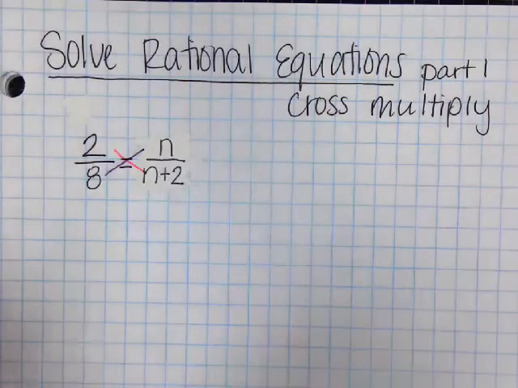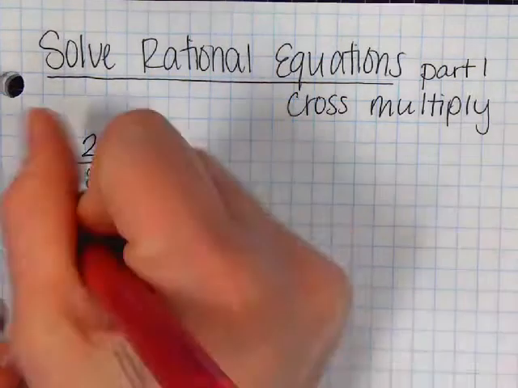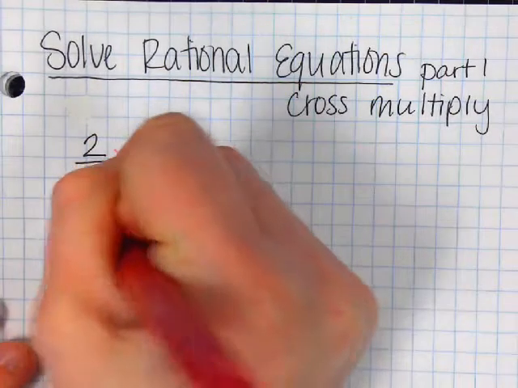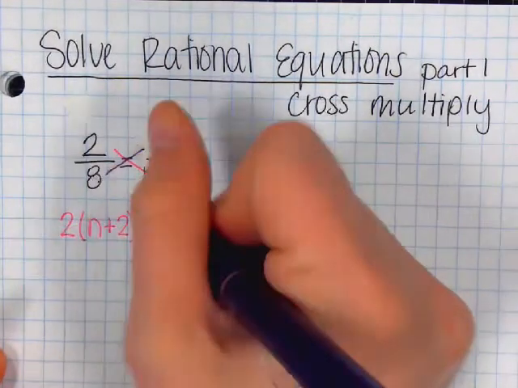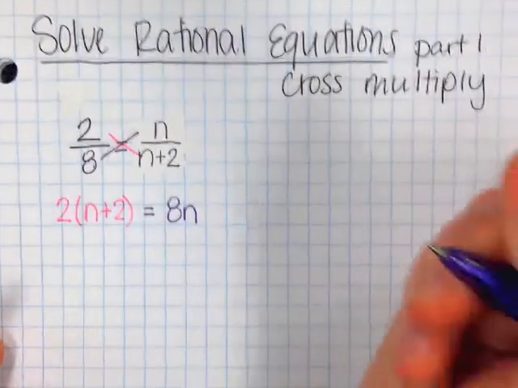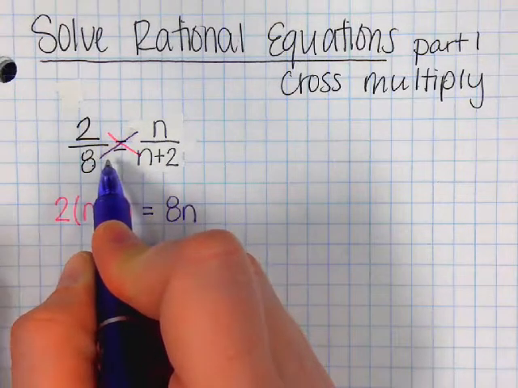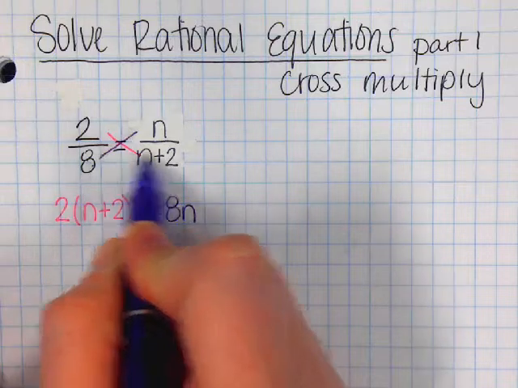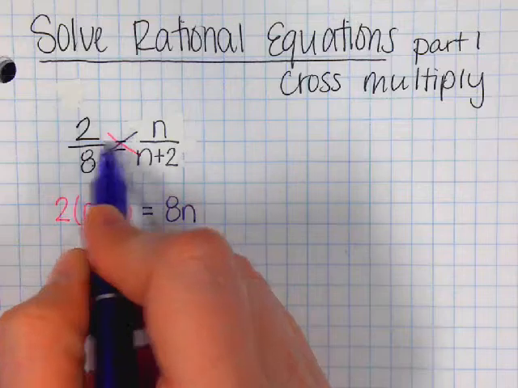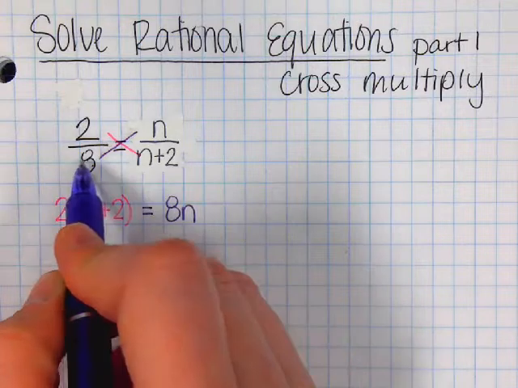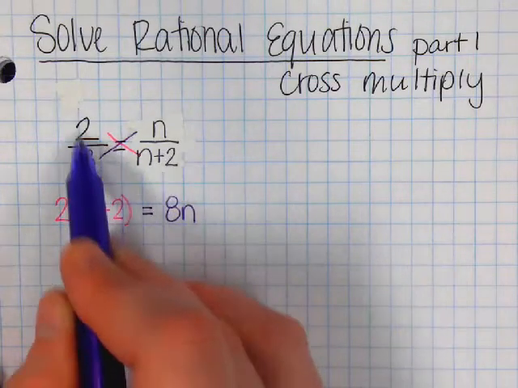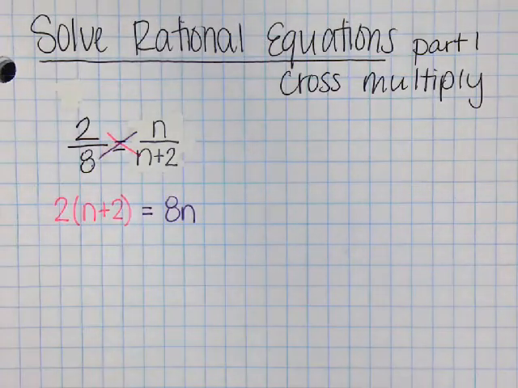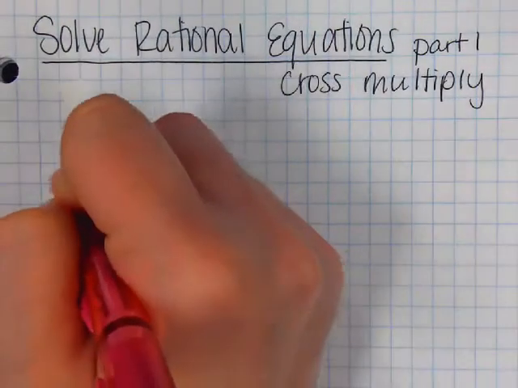So you're going to cross multiply. So this part you're going to do 2 times n plus 2, and then bring down the equal sign and do 8 times n. Now, when we were adding rationals the other day, you multiplied across the bottom, but that was because there was an addition sign here. You had to use the common denominator, so you had to multiply across the bottom and then cross multiply. This one, since there's an equal sign, you don't multiply across the bottom, you just simply cross multiply.